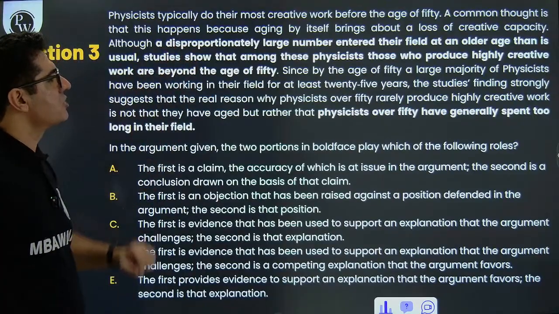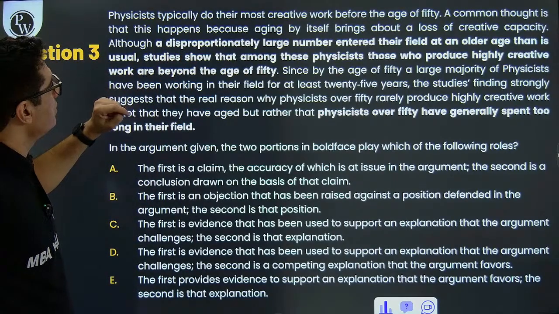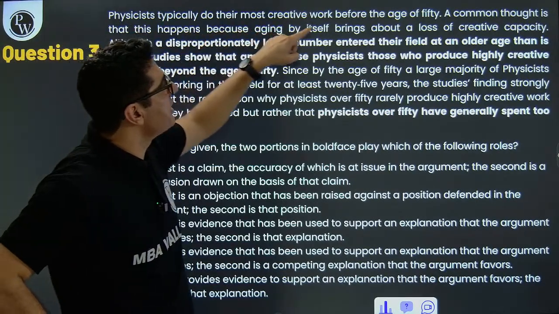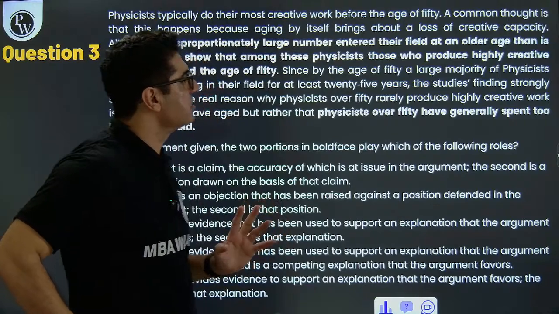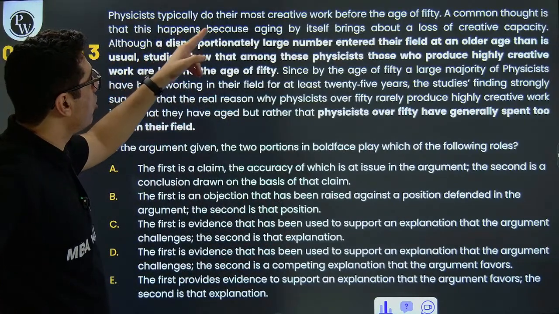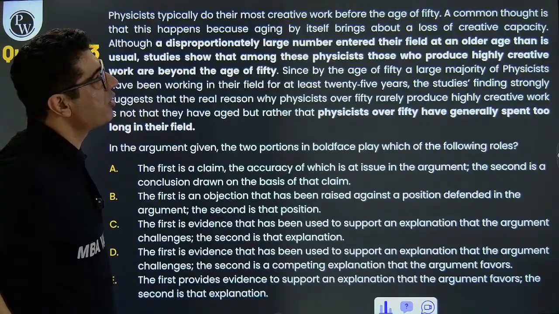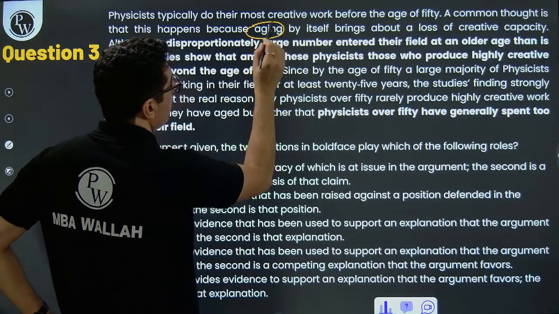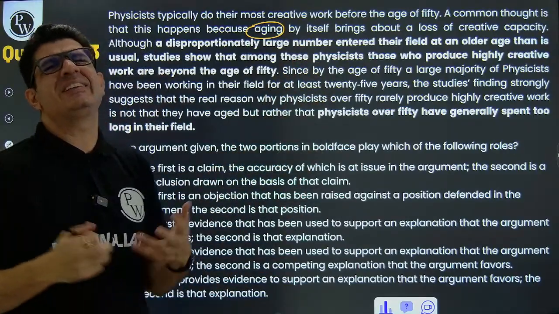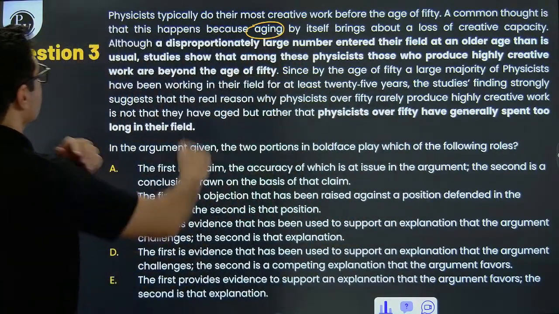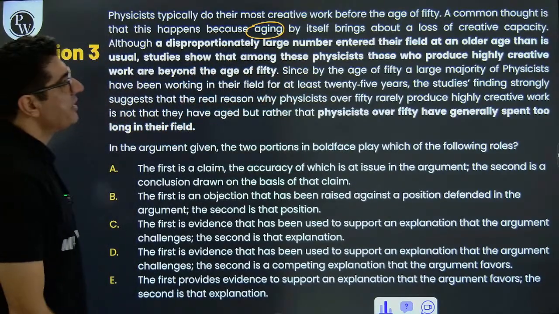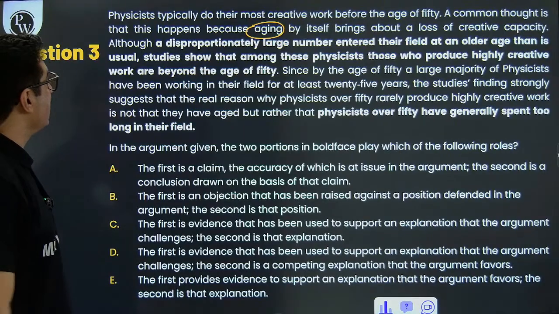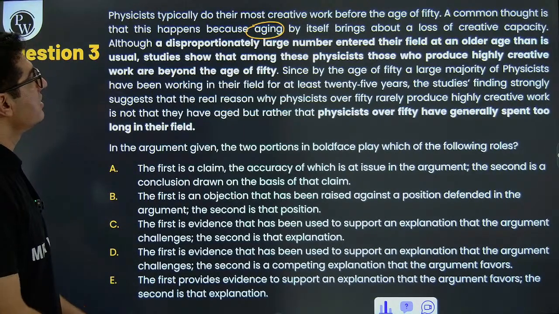So what is the main conclusion here? So there are some people who say that, see, physicists typically do their most creative work before the age of 50. A common thought is that this happens because aging by itself brings about a loss of creative capacity. So, what is the reason given for loss of creativity? Aging. Then what does the author say? Although a disproportionately large number entered their field at an older age than is usual, studies show that among these physicists, those who produce highly creative work are beyond the age of 50.